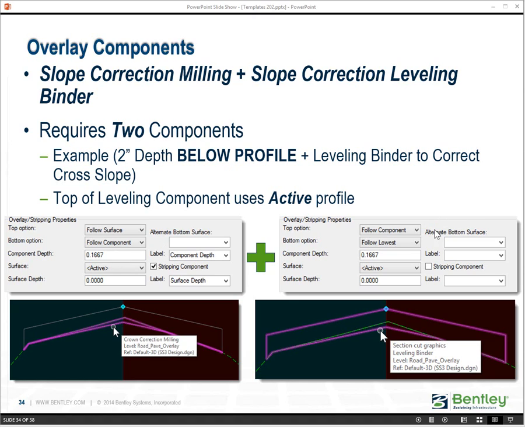And then the leveling binder is going to follow the lowest option on the bottom, where the top is the component, obviously, because we want the top of the leveling binder to be the proper slope. But the bottom essentially has to fill in whatever is lowest. And whatever is lowest is either going to be the bottom of proposed milling or it's going to be the active surface. But again, we want to be essentially 2 inches below the proposed profile, and that's where we get our component depth. And so let's go in now and construct this template to perform this final example.